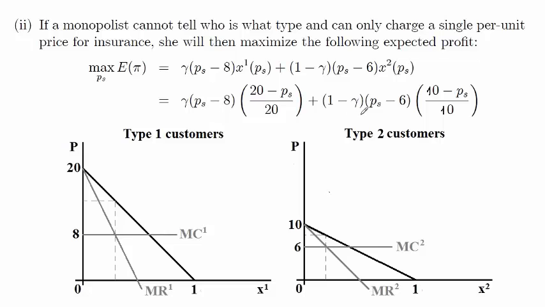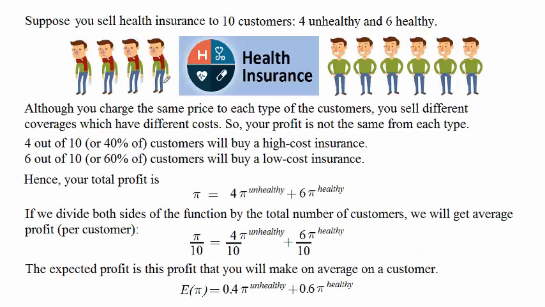Now, many of you may have a question: what is the meaning of the expected profit? So what does it really mean? Before explaining further, let me give you an example of what expected profit is. Suppose you sell health insurance to 10 customers, 4 unhealthy and 6 healthy ones, right? So here you go, you have the 4 unhealthy customers and 6 healthy ones, altogether 10 of them.